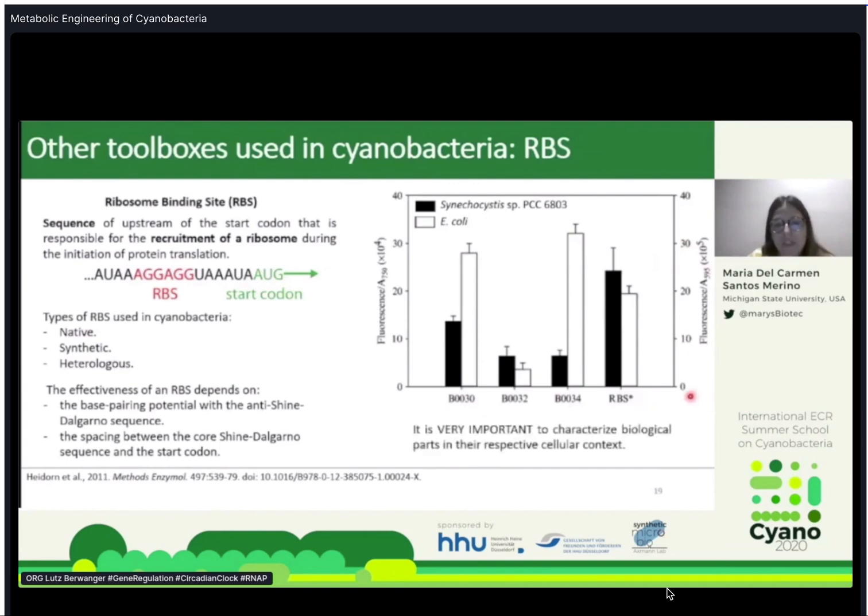And the important message from this slide and from this graph is that it's really, really important to characterize these biological parts in their respective cellular contexts, because the things that work in E. coli may not work for cyanobacteria and vice versa.